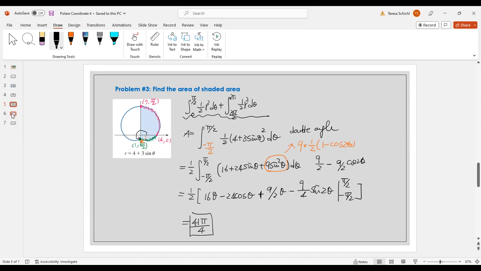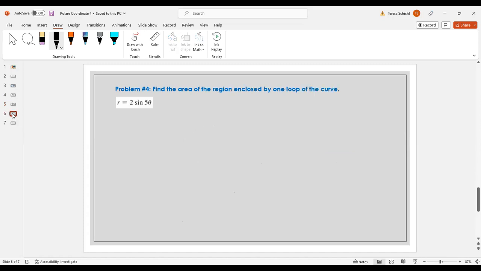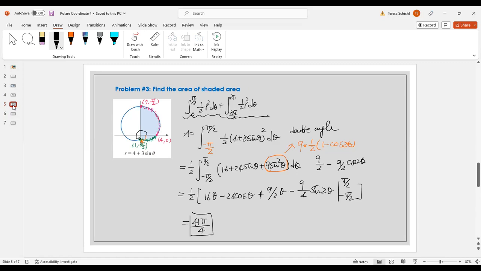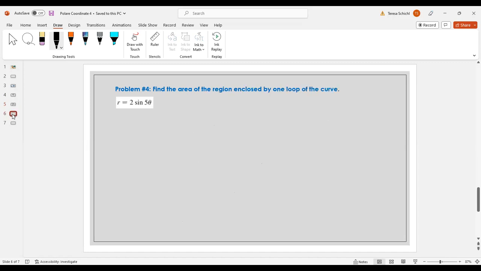Okay, now the next one will be another level harder. Instead of giving you the graph, the previous two examples gave you the graph, now they give you equations here. So let's say, hey, I want to find one loop of the curve. That means the first thing you need to do is graph it. So this is 2 sine 5 theta.